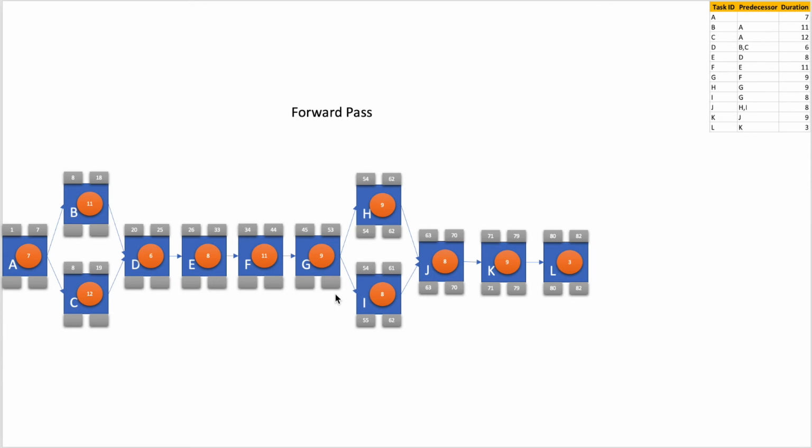Now we come to activity G. What needs to be the late finish of activity G? Activity G's late finish should be the minimum of the late starts of activity H and I, because activity G should finish before either activity H or activity I can start. So we take the minimum from activity H and activity I, that is 54, and then subtract 1, so we get 53.